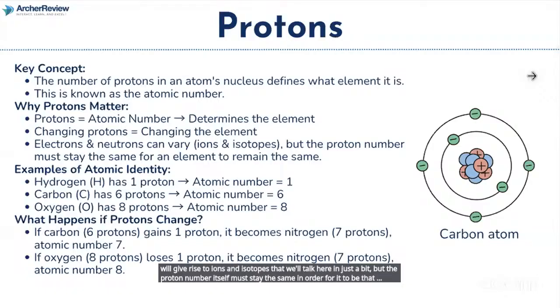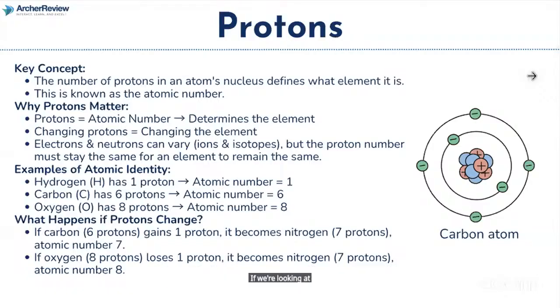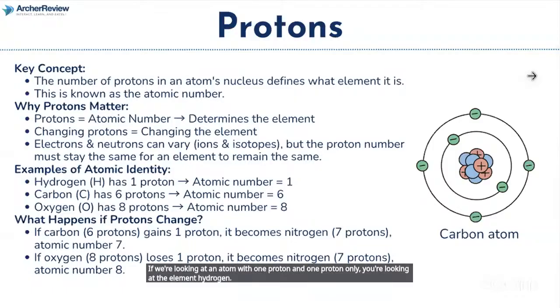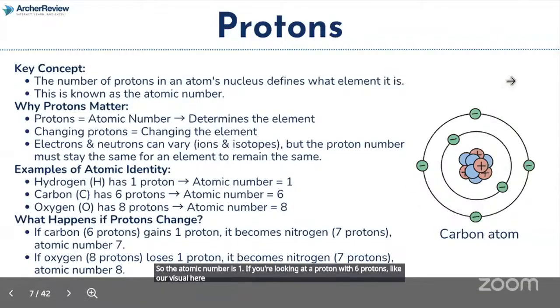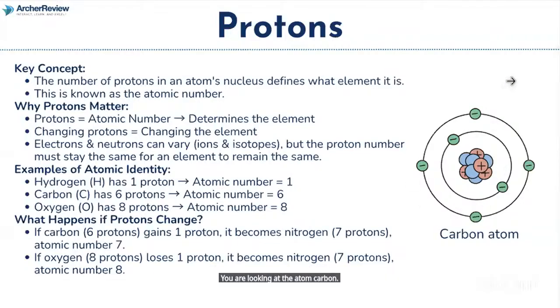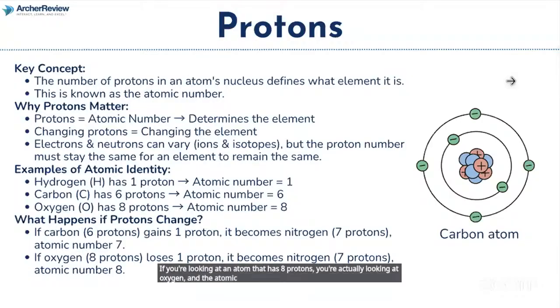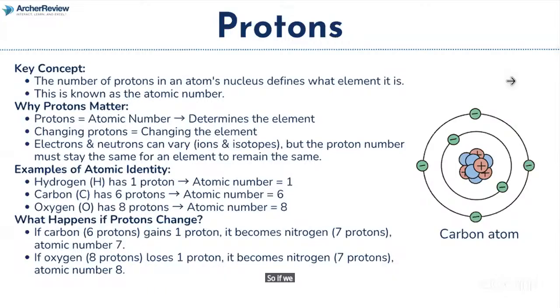So for example, if we're looking at an atom with one proton and one proton only, you're looking at the element hydrogen. So the atomic number is 1. If you're looking at an atom with 6 protons, like our visual here, you are looking at the atom carbon. So the atomic number is 6. If you're looking at an atom that has 8 protons, you're looking at oxygen, and the atomic number for oxygen is 8. I hope you see the pattern there. So if we change the protons, we change the element.